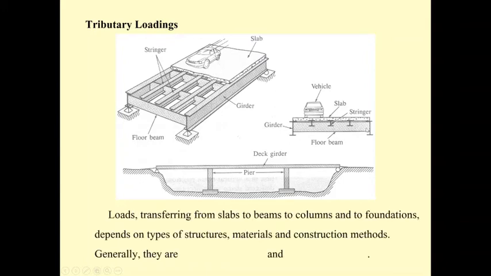So it's going to be simplified like this: weight of the car transfers to the slab, slab to the stringer, stringer to the girder, and to the foundation. Mostly, the tributary loading or load transfer can be separated into one-way action and two-way action.